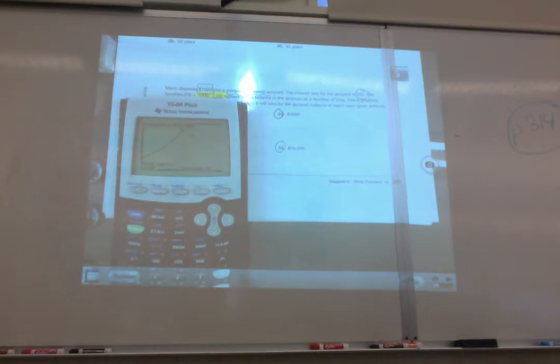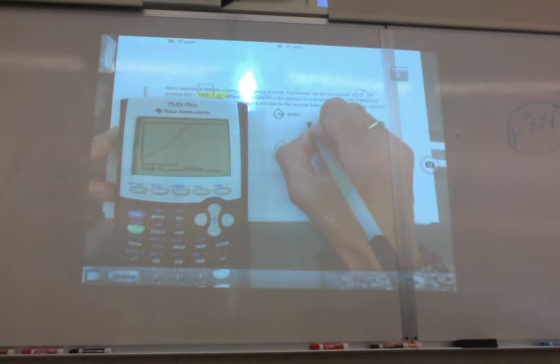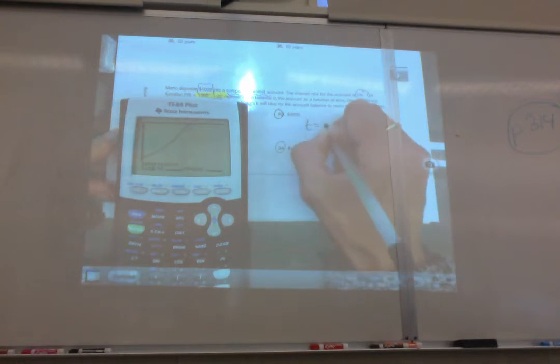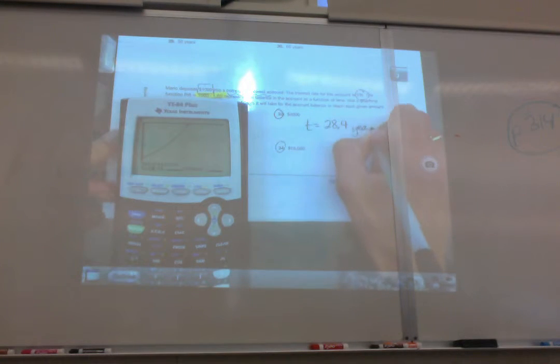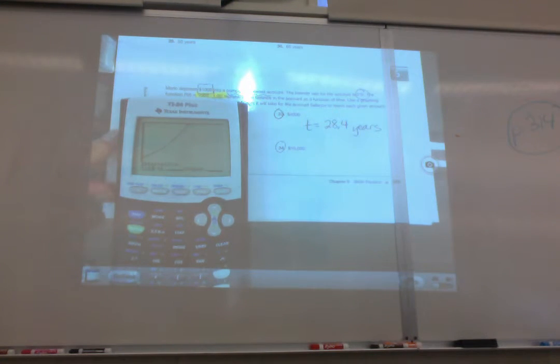Oh, I can see a blinky cursor. Good, good, good. Enter 3 times. Yes! Y or T equals 28.4 years. Again, if you're coming up with error signals, go back to the window.